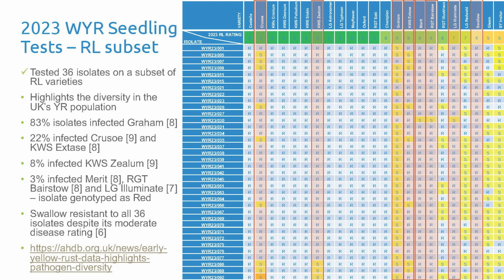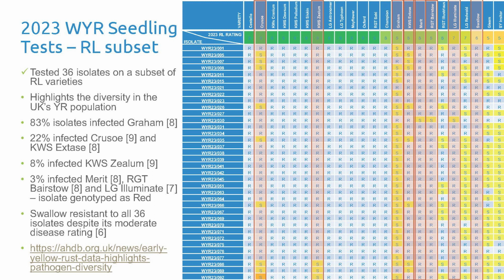And you can see this almost checkerboard of Rs and Ss. So this is their reaction at seedling stage. If they were susceptible at seedling stage, they have an S. If they were resistant at seedling stage in my screen, they have an R. And it highlights the diversity of the yellow rust population, because we have such a wide range of reactions.